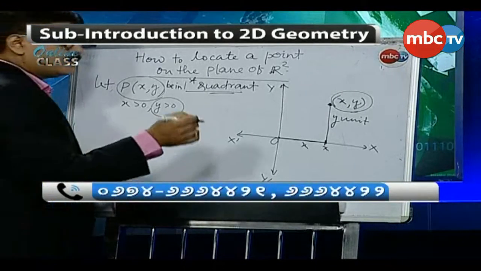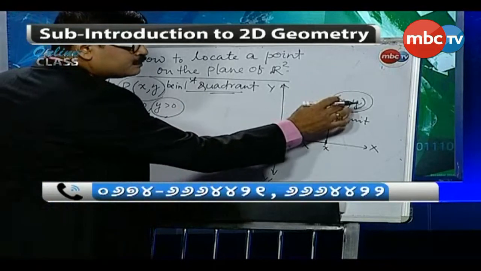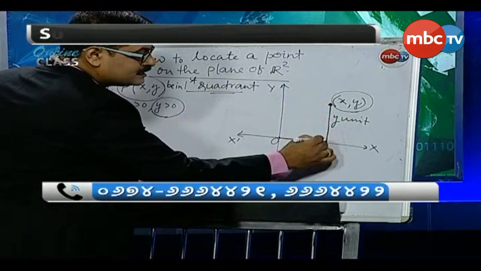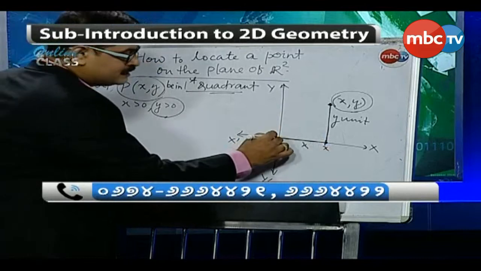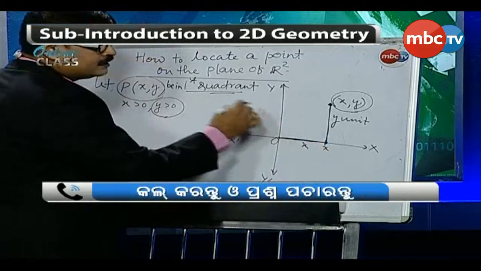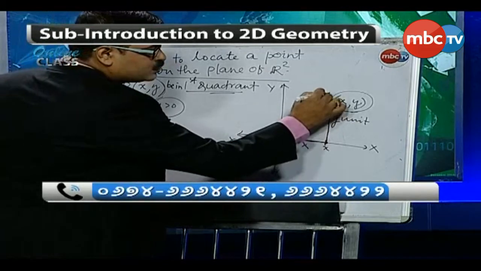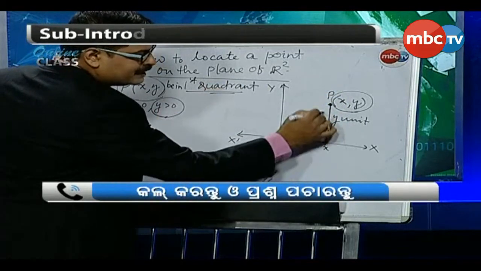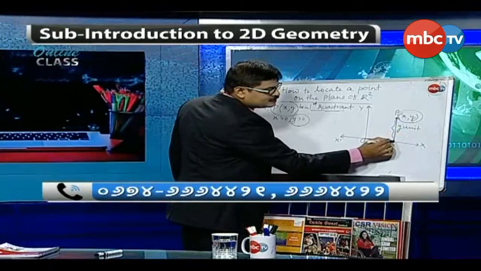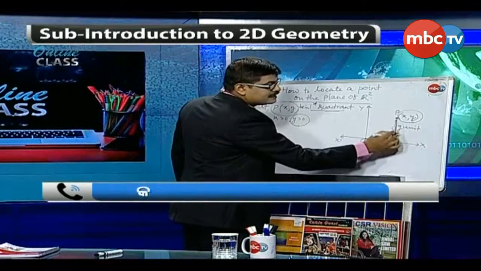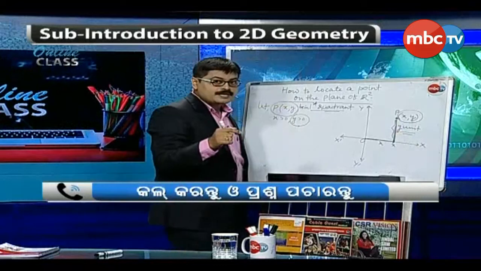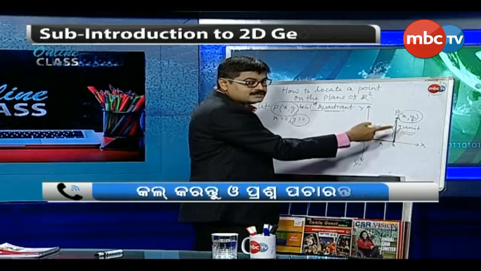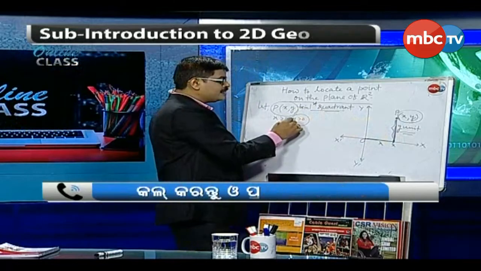Conversely, what is important is, if this point is x, y, now you see this distance is y unit and this distance is x unit. That means, for the point P(x, y), this part is the distance from the x axis and it is y unit. Distance of the point P(x, y) from the x axis is y unit, and we have taken y positive.